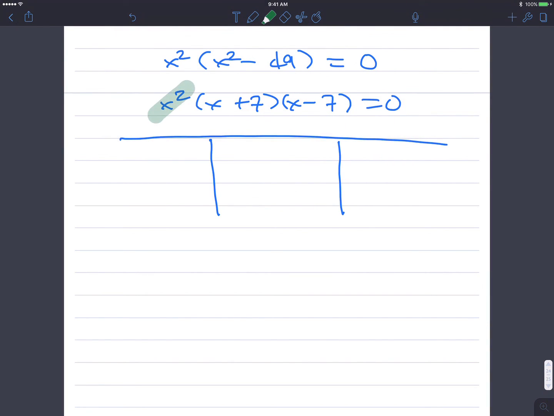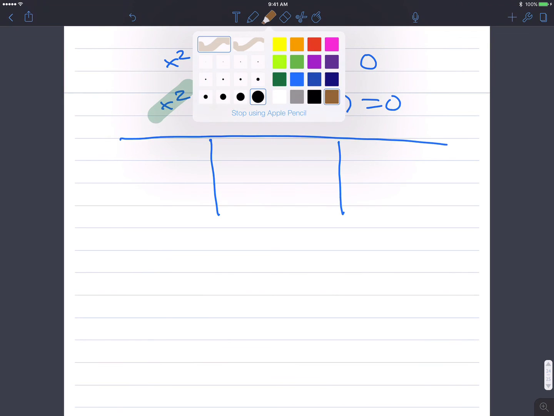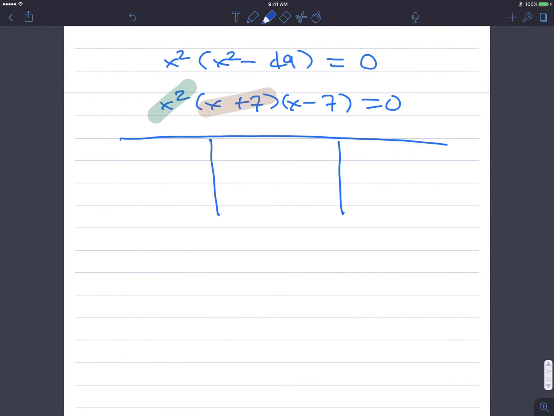Okay, my first term, and then I have a second term, and then I have a third term. So I'm going to set all these terms equal to 0: x squared equal to 0, x plus 7 equal to 0, and x minus 7 equal to 0 as well.